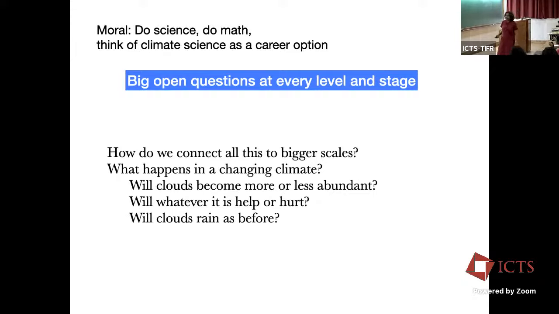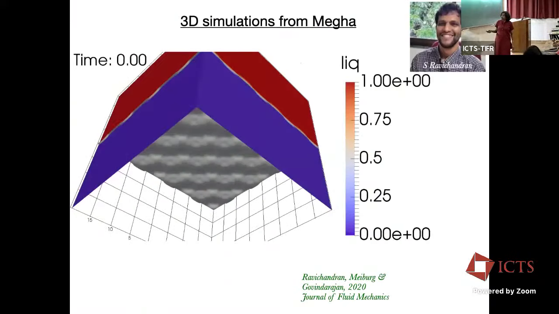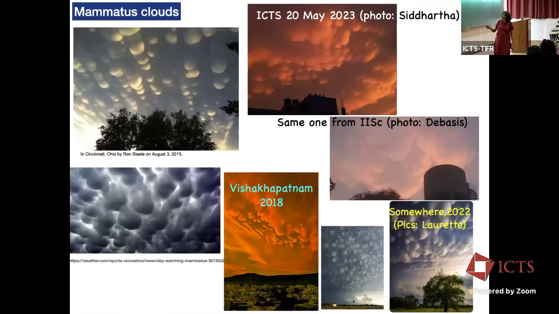Yeah, so somehow mammatus, right? It comes in the evening. It's very frequently seen in the evening, at least in India. So you see sunset colors on it.